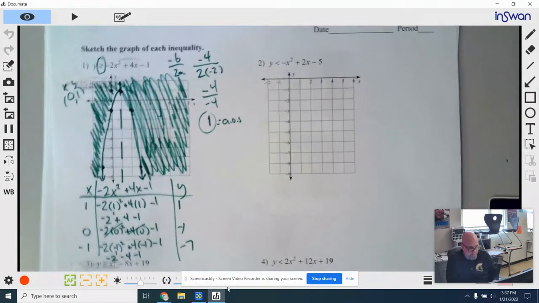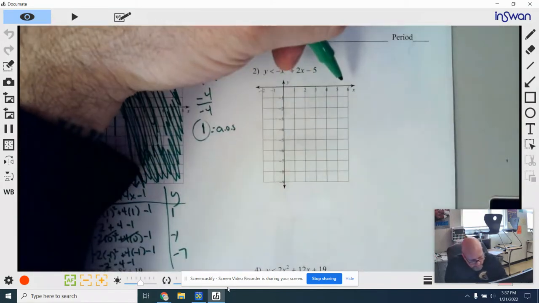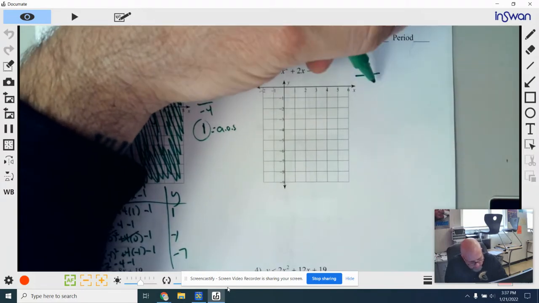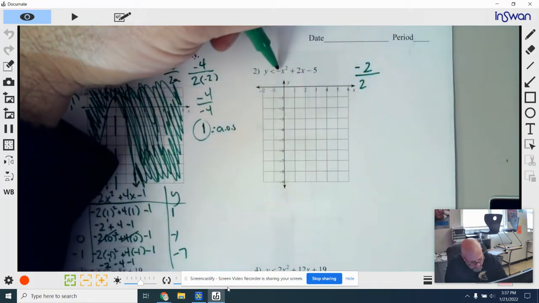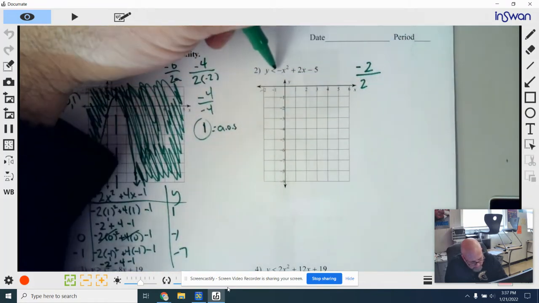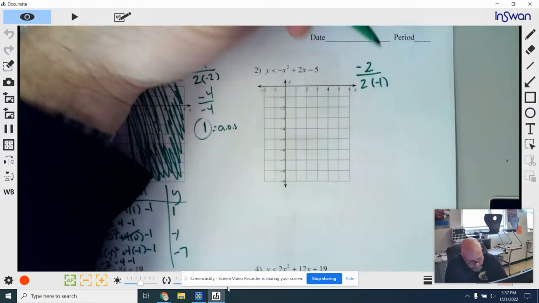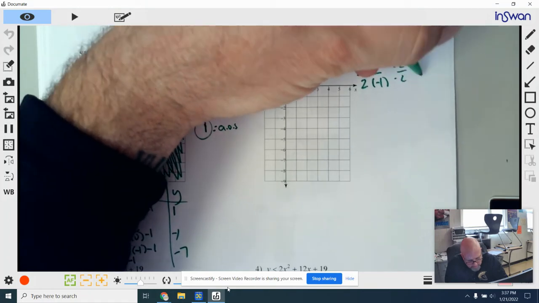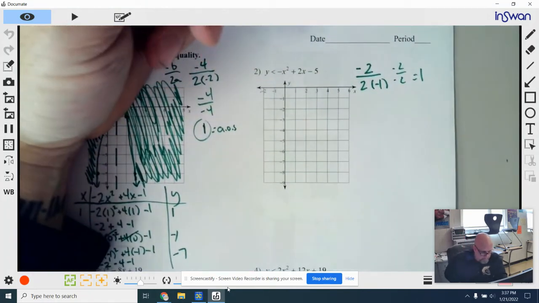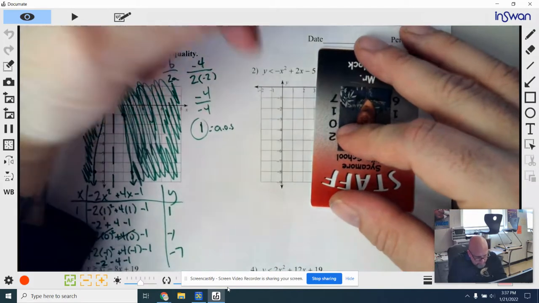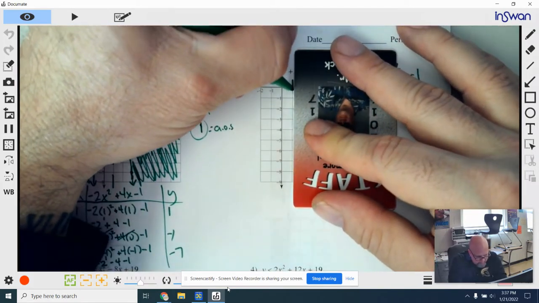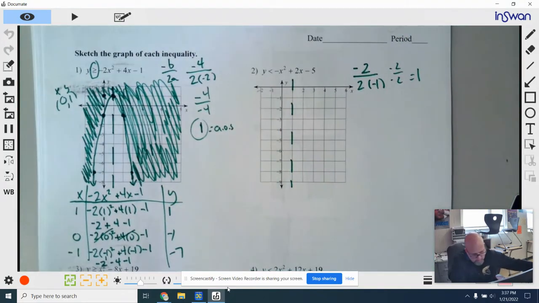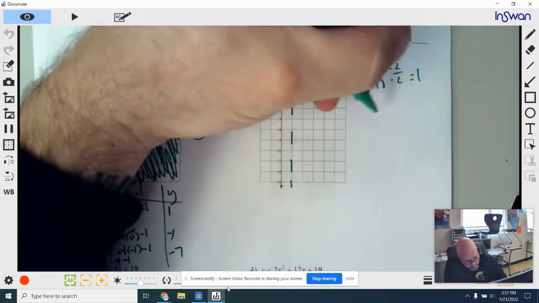Okay, number 2. So let's start off, find our axis of symmetry. Negative b, so b is 2, over 2 times a, and my a value, you don't see one there, so you know that's really a 1, but there's a negative there, so negative 1. So you get negative 2 over negative 2, which just simplifies to 1. So it looks like, again, our axis of symmetry is at 1. Let's put our dashed line there, and let's go ahead and make our table.